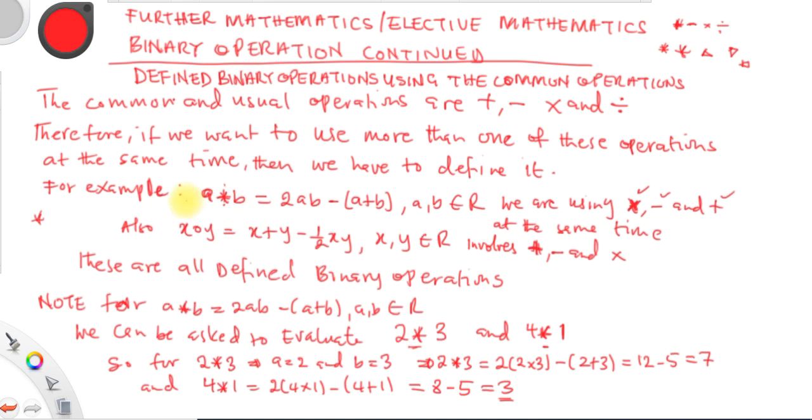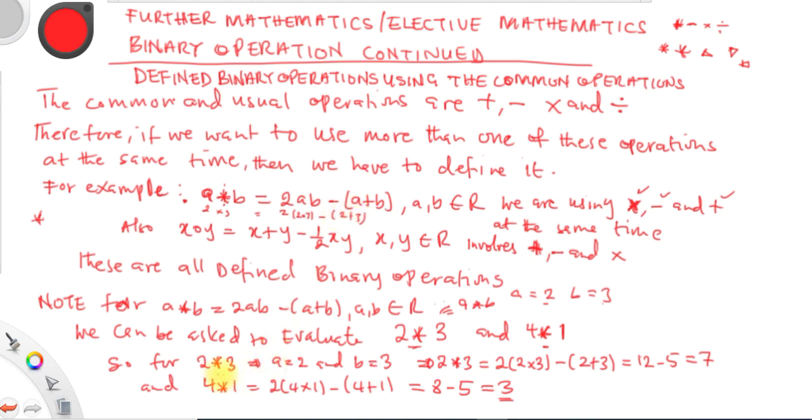So this is the definition of the binary operator that involves the operation star. If you are to find 2 star 3, it means that 2 star 3 is equivalent to A star B. So it means that here A is equal to 2, and B is equal to 3. Whatever you see A, you put 2 there. Whatever you see B, you put 3 there. So 2 star 3 will be equal to 2 times A, A is 2, times B, B is 3, minus bracket A plus B, which is 2 plus 3.